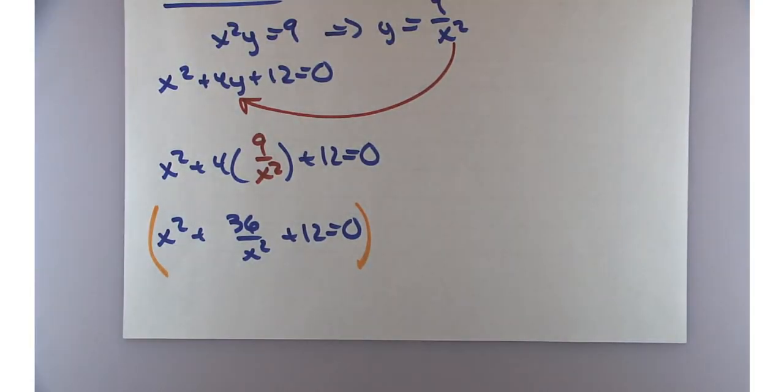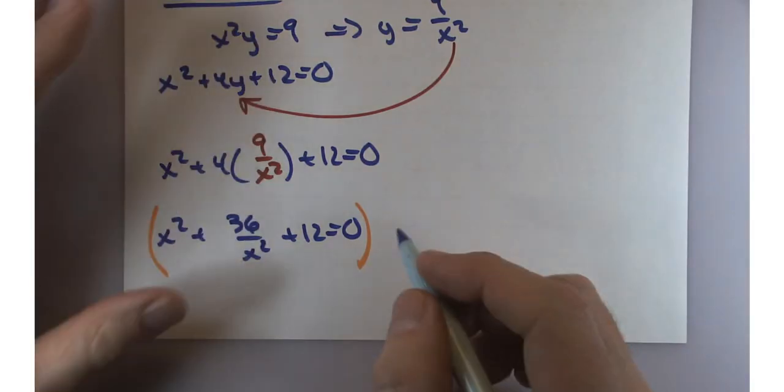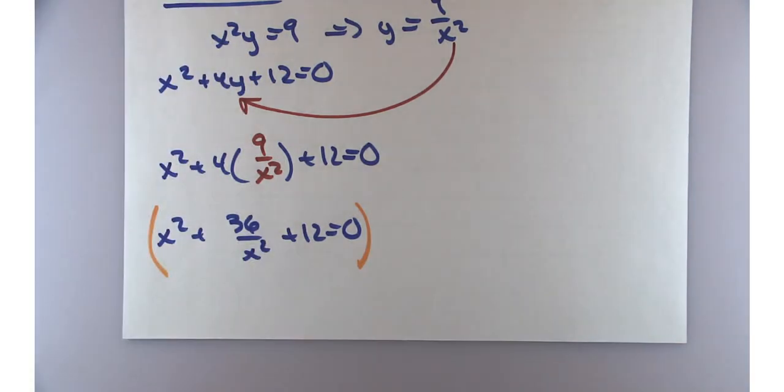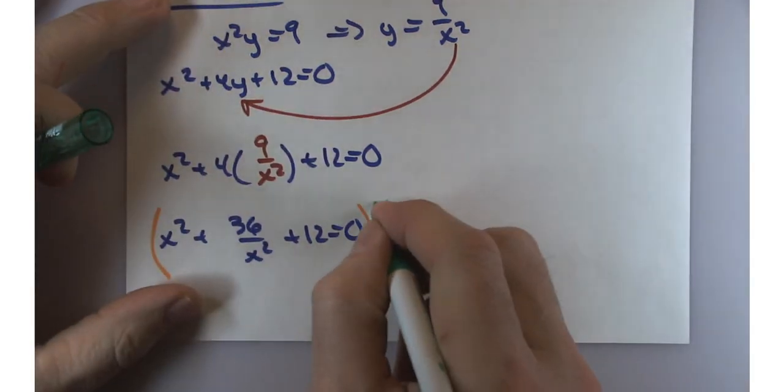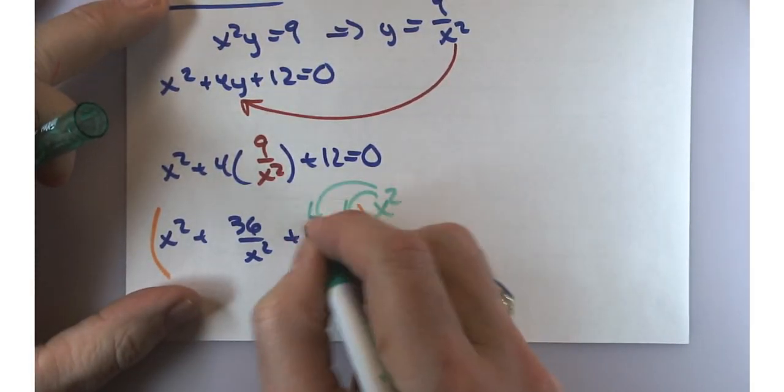What would you do to clean up the fractions in this one? All over x squared. Multiply by x squared, right? Because x squared is your lowest common denominator. We'll multiply everything by x squared. So x squared times this, times this, times this, times this.